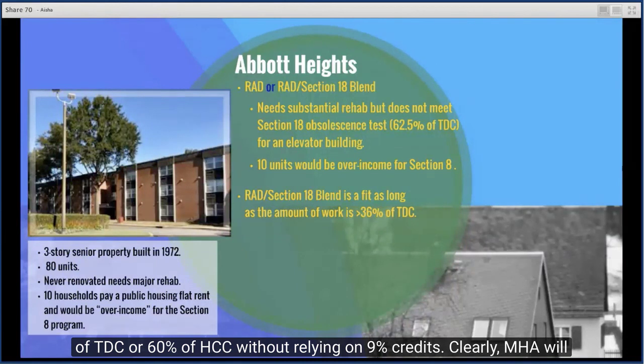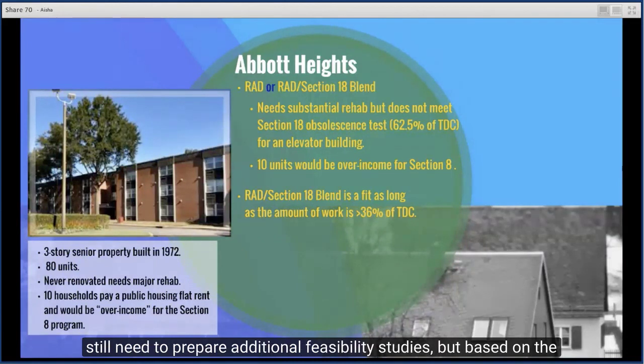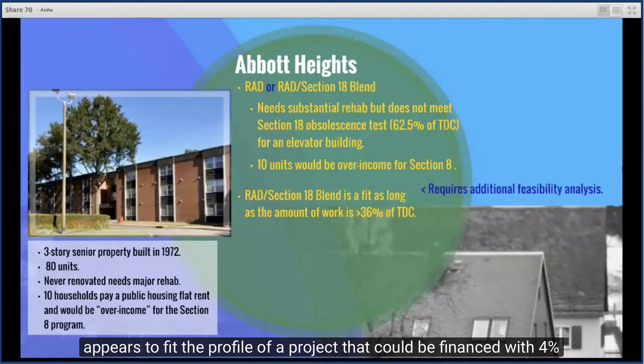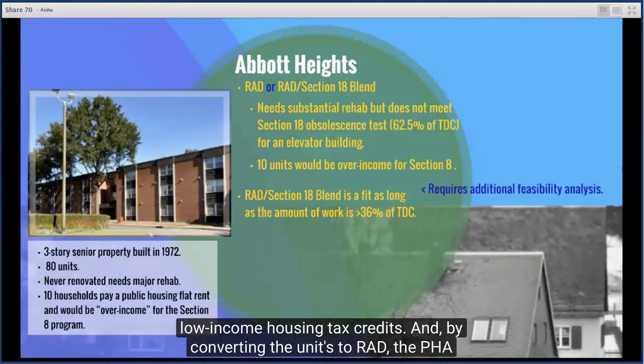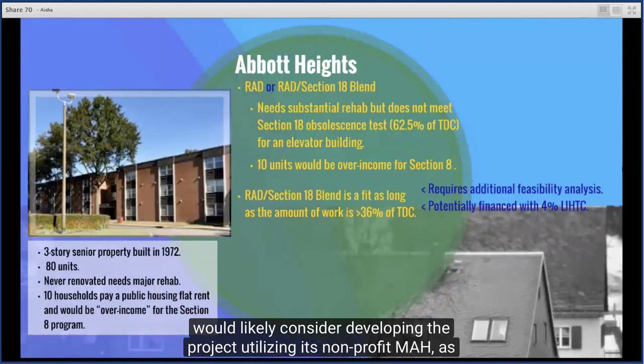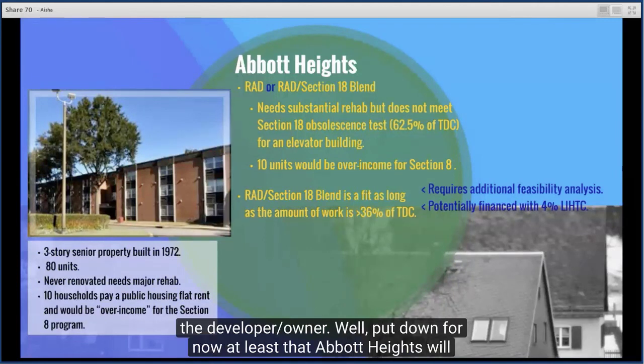Clearly, MHA will still need to prepare additional feasibility studies, but based on the experience of other RAD transactions from around the country, this property appears to fit the profile of a project that could be financed with 4% low-income housing tax credits. And by converting the units to RAD, the PHA can solve the issue of the over-income households. If it pursued this path, it would likely consider developing the project utilizing its nonprofit, MAH, as the developer owner.